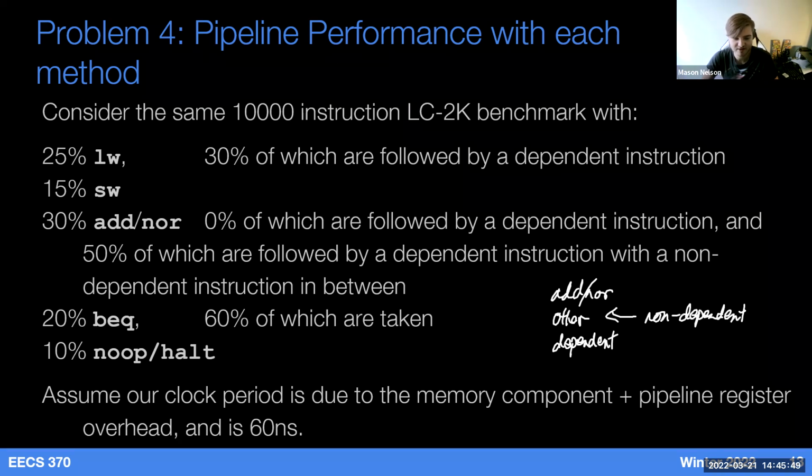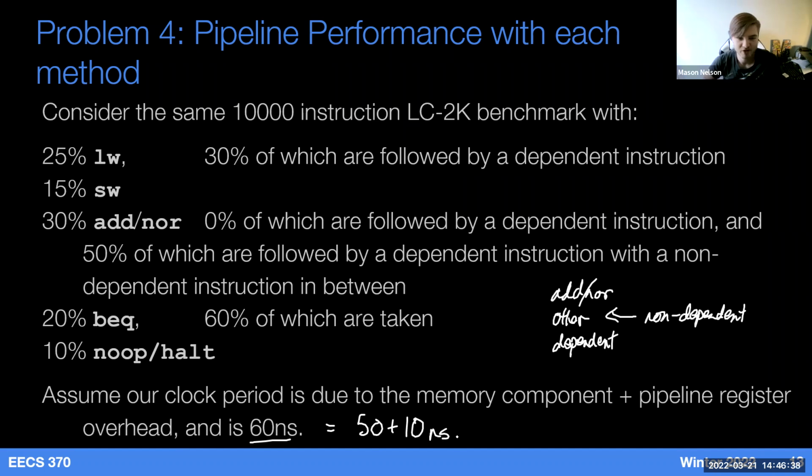And now just for fun, let's increase the clock period. Let's say that our pipeline registers are adding a 10 nanosecond overhead just to make it more realistic. So in our multi-cycle, our clock period was the longest component, but really in the pipeline, our clock period is going to be the longest stage. And we're going to say that that's the memory components, which we have from before, which was 50 nanoseconds, and then say that there's some 10 nanosecond delay in order to update the pipeline registers. So we're going to work with a clock period of 60 nanoseconds, which is this 50 plus 10.